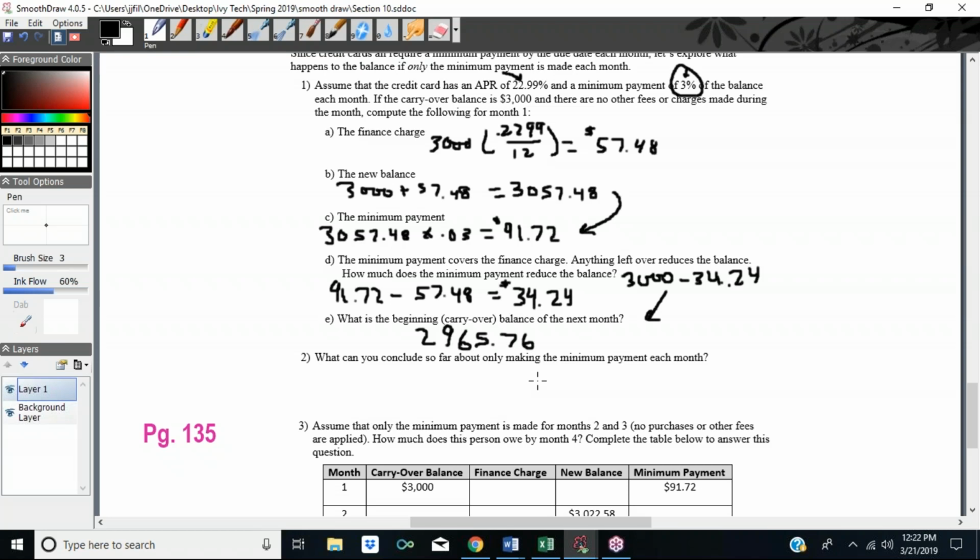So it says, what can you conclude so far about only making the minimum payment each month? And hopefully you see that if you only make the minimum payment, your balance only decreases a little bit, and it's going to take a very long time to pay that credit card off. I think I calculated it one time, like an $8,000 balance on a credit card with a mild APR is like 26 years to pay it off if you pay just the minimum payment.